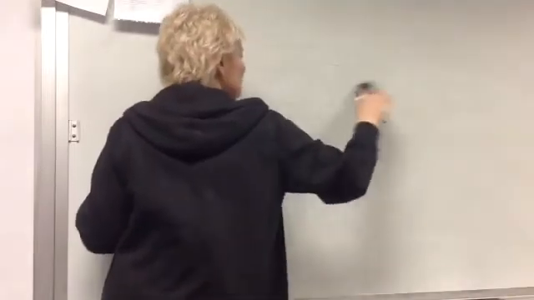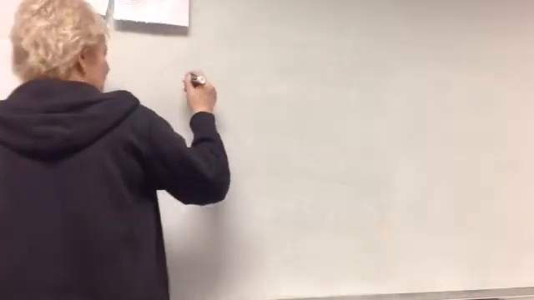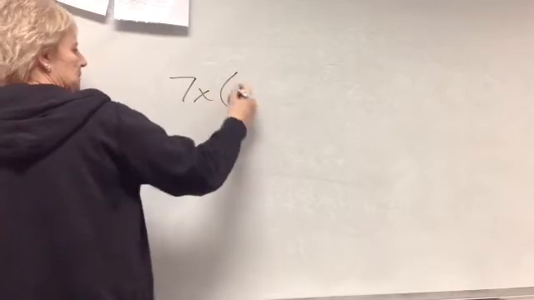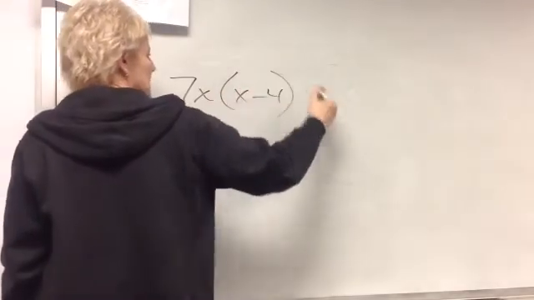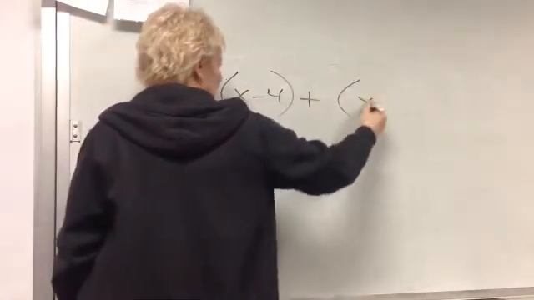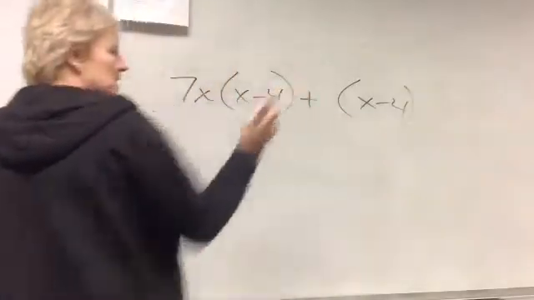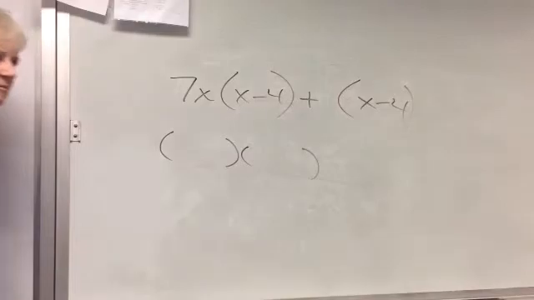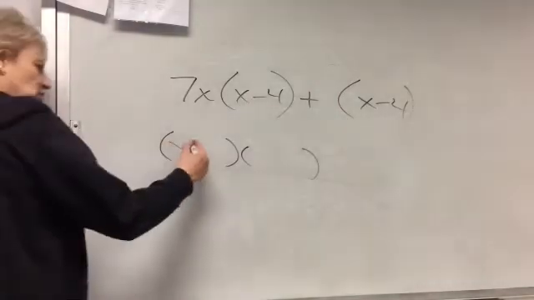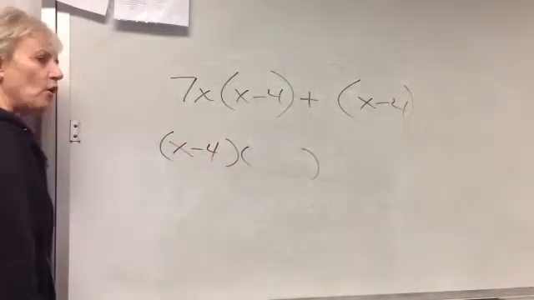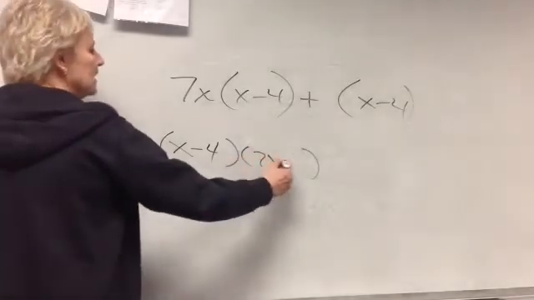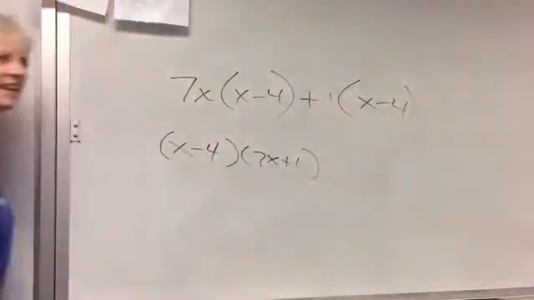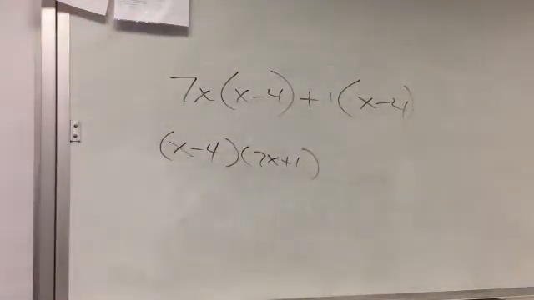What if there's no number there? What if you have 7x times x minus 4 plus x minus 4? No number here. What is the binomial in common? X minus 4. What's left over? 7x plus 1. Yes, there's always a 1 there. Don't forget the 1.